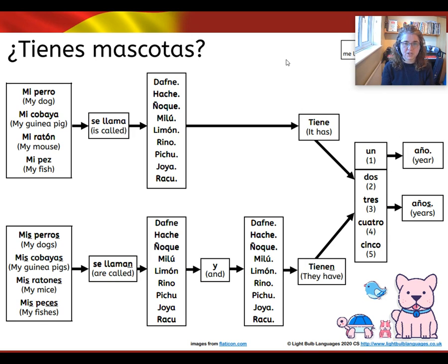One more. Point to each bit as you hear it. Mis cobayas se llaman Daphne y H. Tienen 5 años. Did you get to the end? Let's try again. Mis cobayas se llaman Daphne y H. Tienen 5 años. And that one as well went along the bottom, didn't it? Because we were talking about more than one pet.